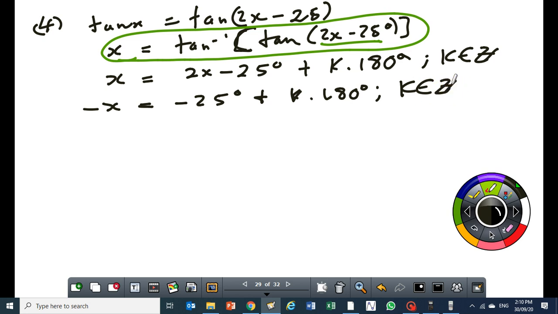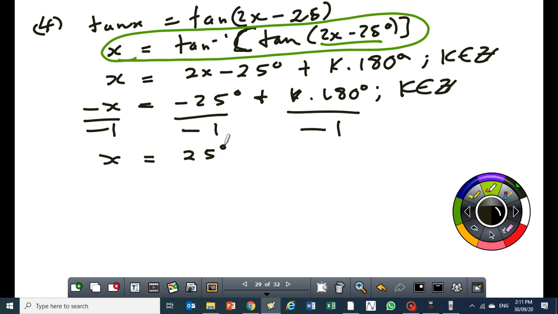Now we need to make the coefficient of x positive. So we divide that minus x by minus 1, the minus 25 by minus 1. The k times 180 must also be divided by minus 1. You only go as far as the k term, which is k times 180. And then you end up with x equal to 25 degrees minus k times 180 degrees, where k is an element of integers.